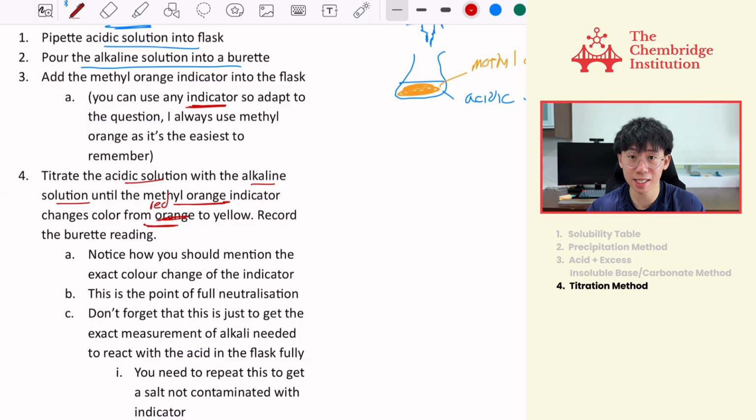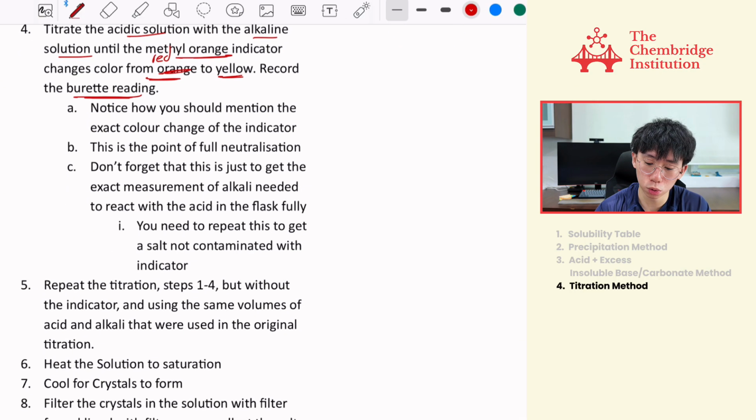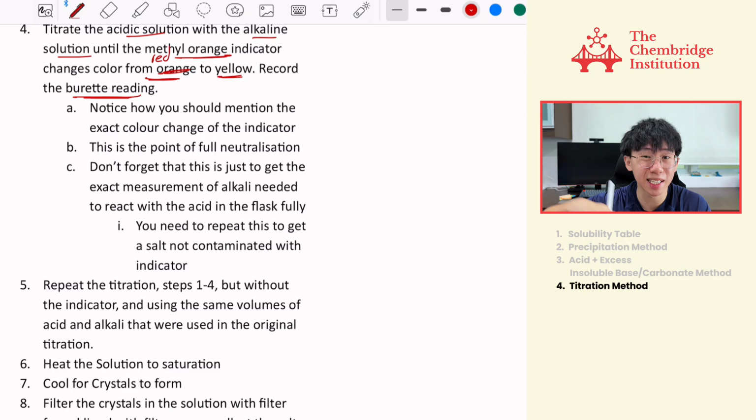It will turn from the acidic color because it was an acidic solution at first, but as you keep on adding alkali, it will be less and less acidic until it turns into the alkali color. That means you added a bit more of excess alkali. Then you should stop and record the burette reading. When you record the burette reading, you are recording the exact volume of alkali you used from the burette. So once you noted that down, you will definitely be using this later on.